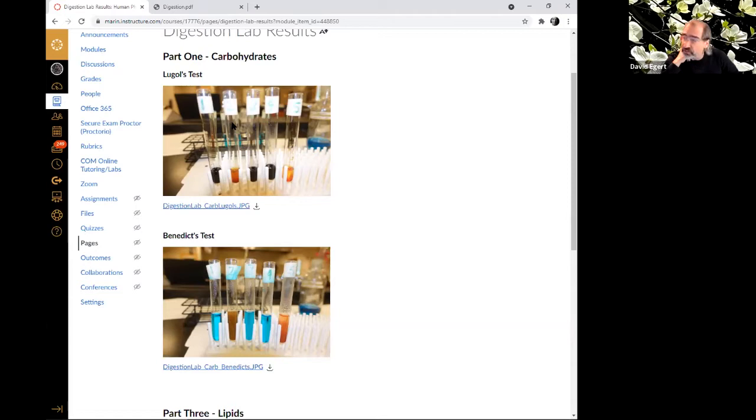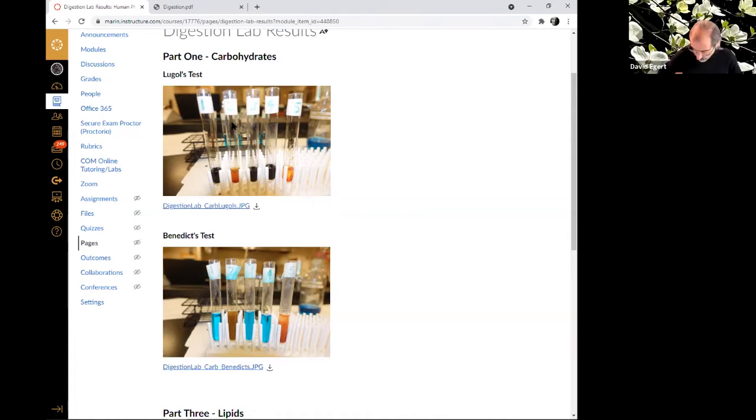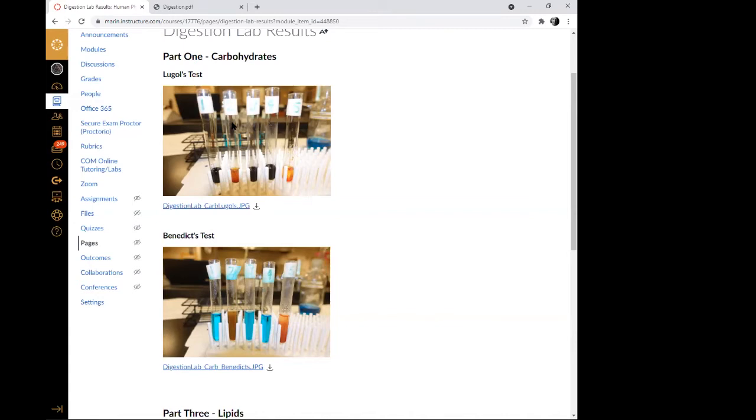These things are on the screen, right? Can you see them? Yeah. So what do you think? What is Lugol's telling us about tube 2? What is Benedict's telling us about tube 2? It's telling us that there is no presence of starch and that there is a presence of maltose, meaning that the starch broke down.